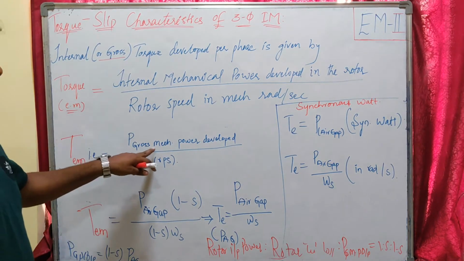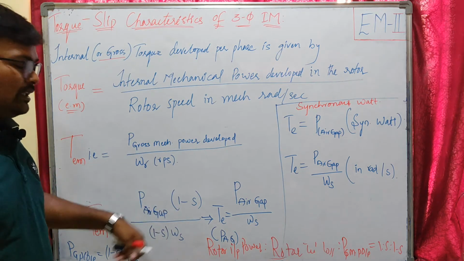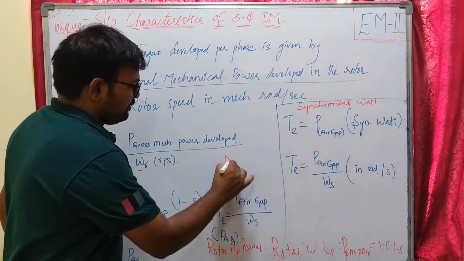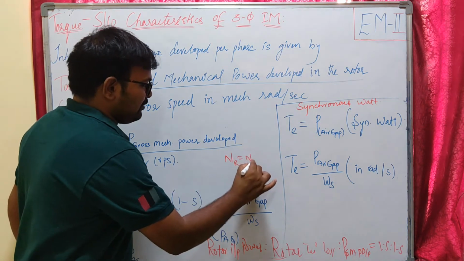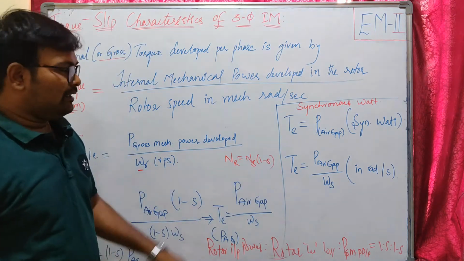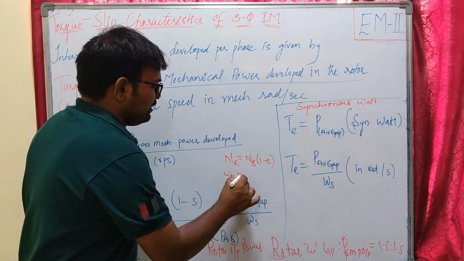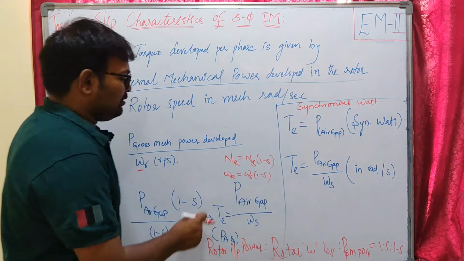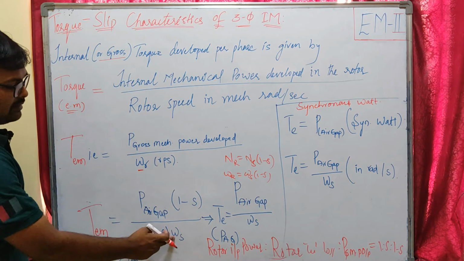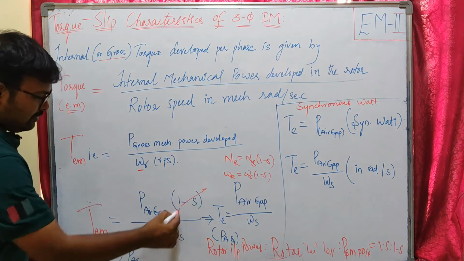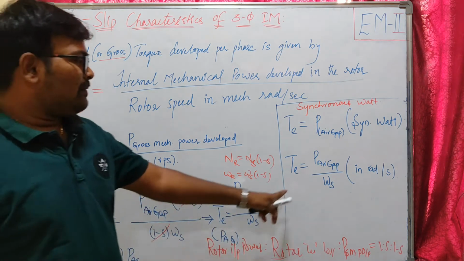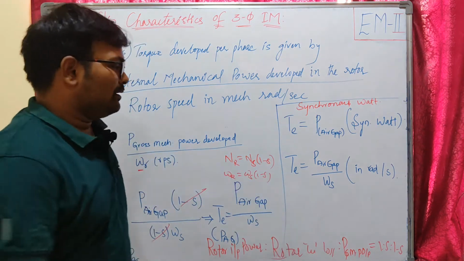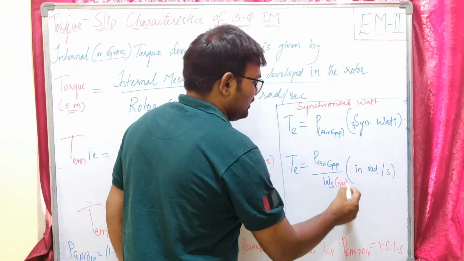I have replaced gross mechanical power output with 1 minus S times air gap power. For the rotor speed, you can see the expression NR equal to NS times 1 minus S. It can also be written in angular speed as omega R equal to omega S into 1 minus S. So I replace omega R with omega S into 1 minus S, and I can cancel out the 1 minus S terms. We are left with electromagnetic torque equal to air gap power divided by the synchronous speed in RPS.